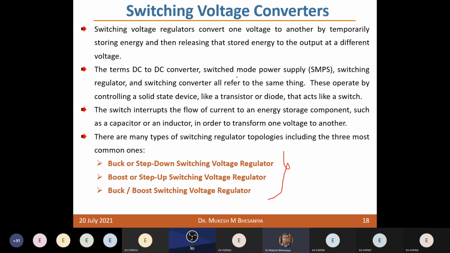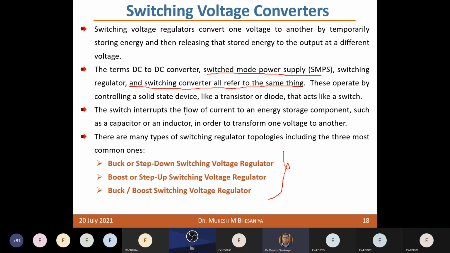Okay, and these DC-DC converters, or SMPS, or switching regulator, or switching converter, or even chopper, they all refer to the same thing. These operate by controlling power electronics devices. We use either MOSFETs or IGBTs. MOSFETs are generally used for low to medium power applications, and in high power applications generally IGBT switches are used. They act as a switch. They are the power electronic switches which can handle higher power.